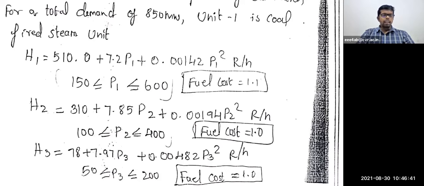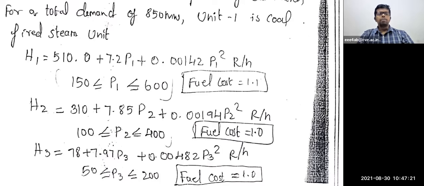Next is the heat rate of the third generating unit: 78 plus 7.97 P3 plus 0.00482 P3 square rupees per hour. The minimum and maximum operating limits of the third generating unit are 50 megawatt less than or equal to P3 less than or equal to 200 megawatt. Then the fuel cost of the third generating unit is 1.0 rupees. So this is the data given in the problem.